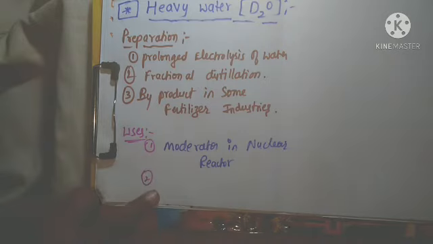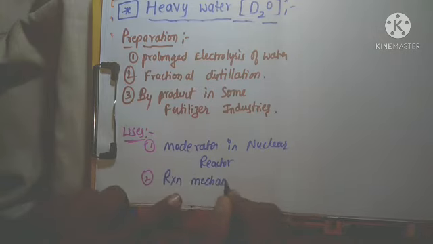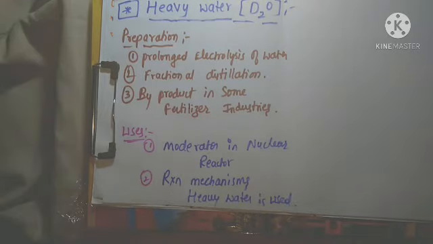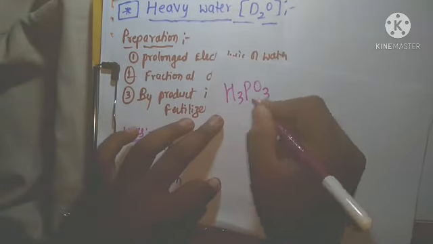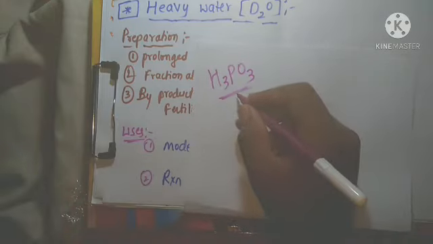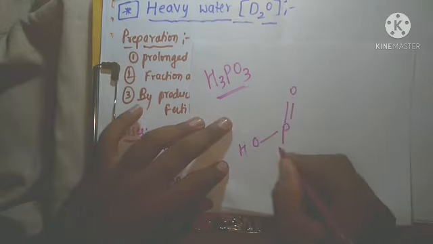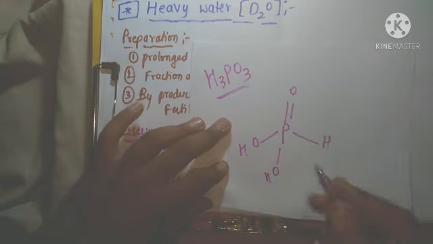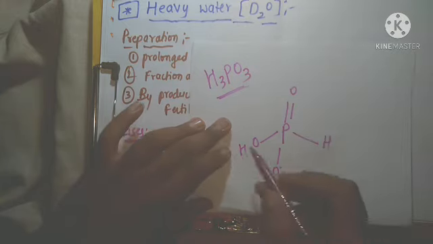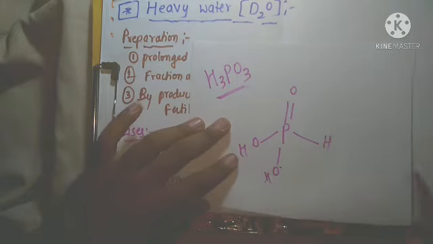Second one is, for studying the reaction mechanisms, heavy water is used. I will take one example for more clarity. For example, here, on this rough paper, H3PO3, one of the orthophosphorus acids, right? Here the structure is P double bond O, OH, OH, H. Now just check: P, O3, PO3. How many hydrogens? 1, 2, 3, H3PO3. This is the structure of H3PO3.